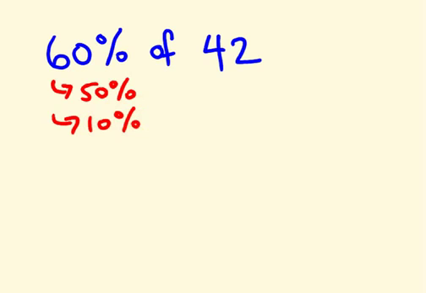So 50% is half, which is 21. 10% is moving this decimal place, and you'll get really good at doing this, which is 4.2. And you're adding these together. You'll see I've lined the units up there. You'll do this in your head. So 21 and 4.2 is 25.2.